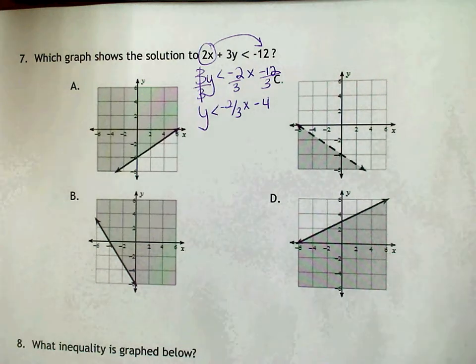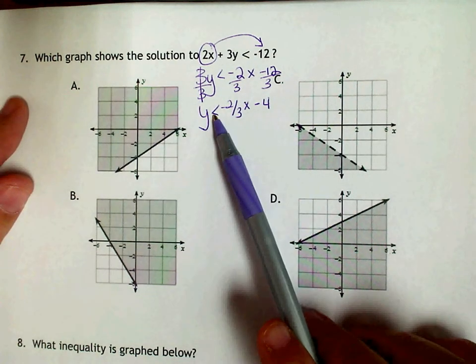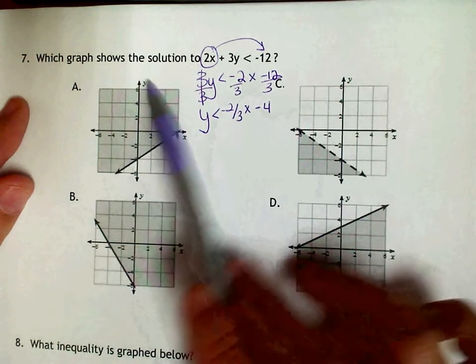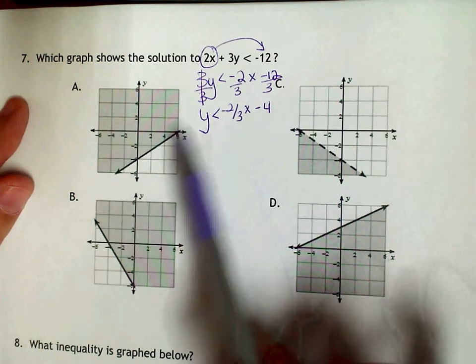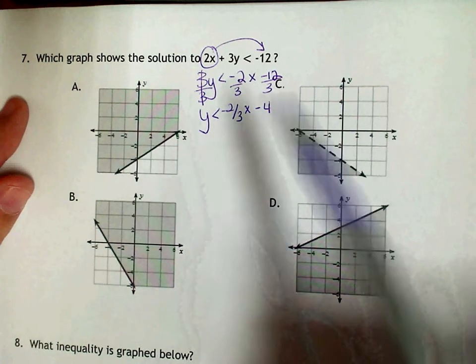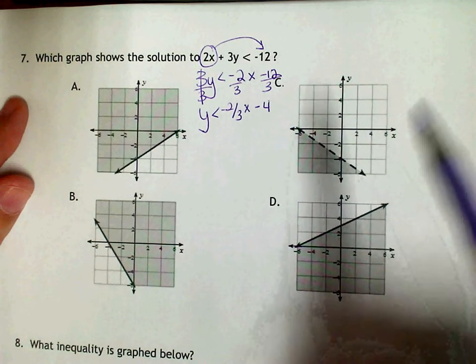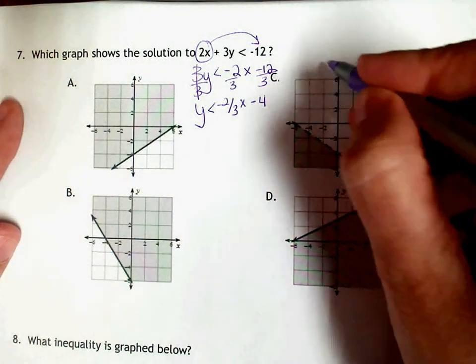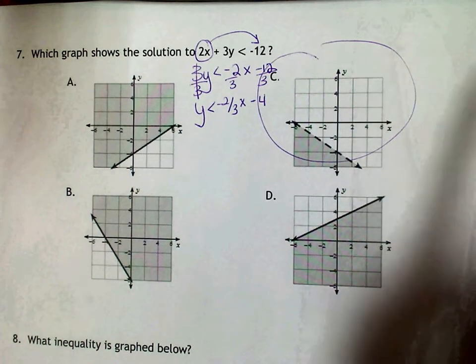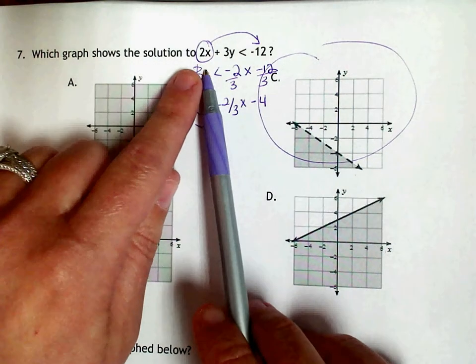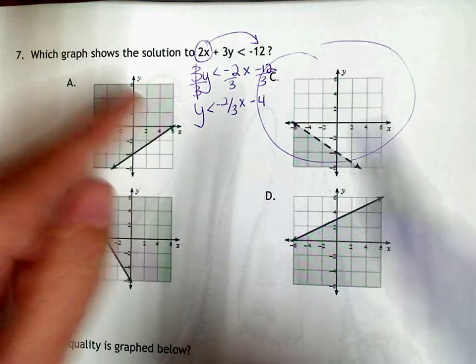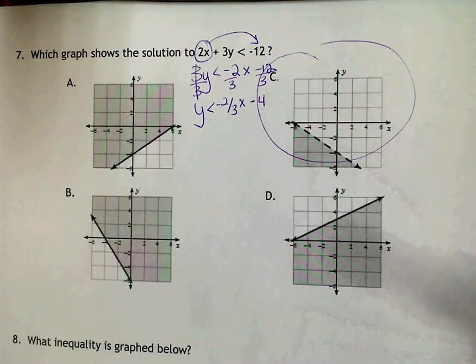So if it's less than, it's shaded below. If it's greater than, it's shaded above. If it has the line under it, it's going to be a solid line. If it doesn't, like this, it's going to be a dashed line. So based off of the choices here, like I said, C is the correct answer. Okay, but you're going to have to put this in slope-intercept form first, and then you'll be able to see which graph would be correct.